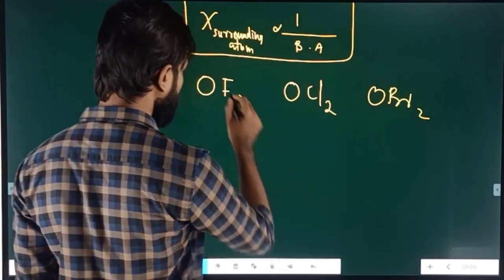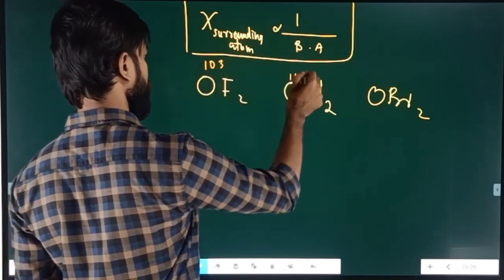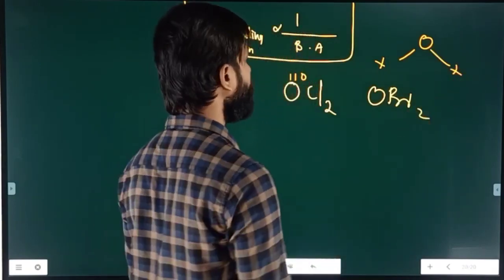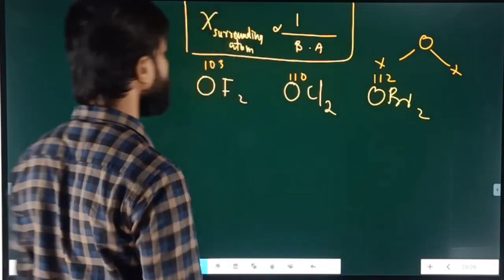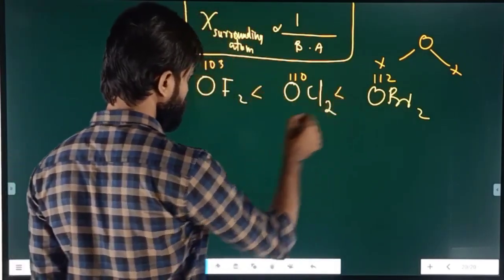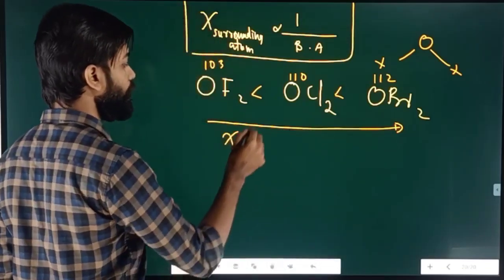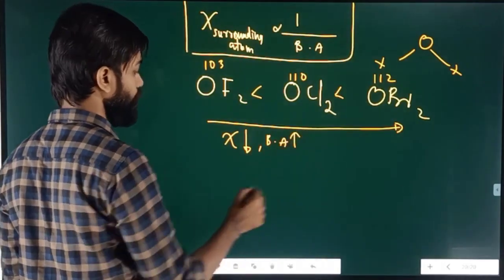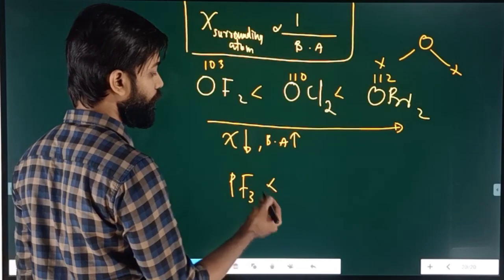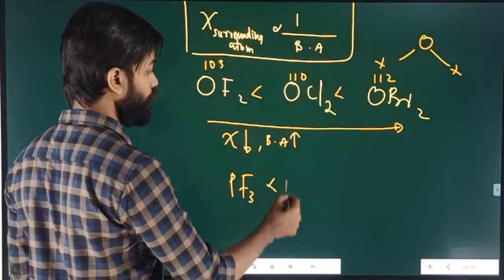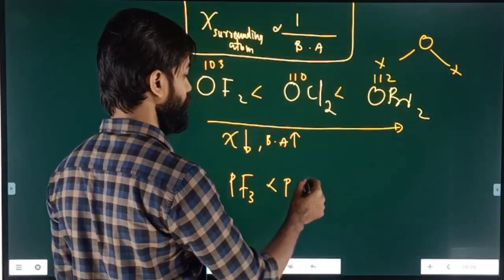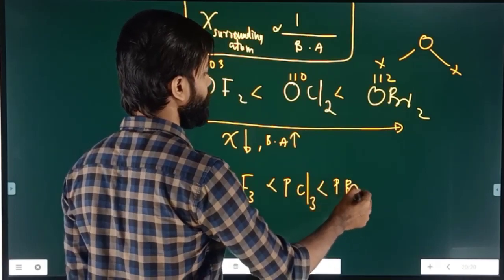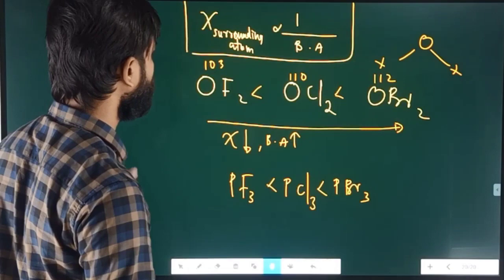Nearly, these all have a structure similar to that of water. The bond angle here is 103, here 110, and they all have a structure like this, bent shape. For OBr2, the bond angle is nearly 120 degrees. So bond angle increases from left to right. What happens from left to right? The electronegativity of the surrounding atom decreases, therefore the bond angle increases. Like that, if you consider PF3, the surrounding atom is fluorine, which is highly electronegative. So the bond angle of PF3 will be less than the bond angle in PCl3, and that will be less than the bond angle in PBr3. The very same reason applies here also.